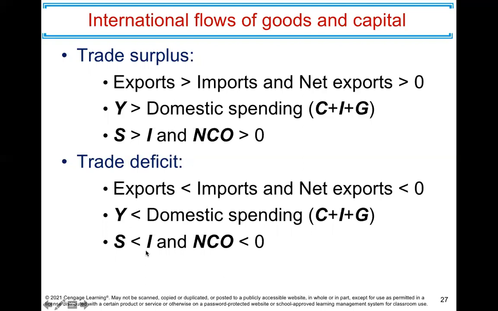If S is less than I, if our savings is less than investment, well, how are we investing with more money than we actually have saved? We must be selling some of our American assets. NCO must be less than 0 to finance this investment. If we don't have enough money to cover our investment, if saving is less than investment, where is that money coming from? Well, we must be selling some American debt, American bonds, or some capital that's going out to the rest of the world, and we're getting money in return and financing our investment that way.